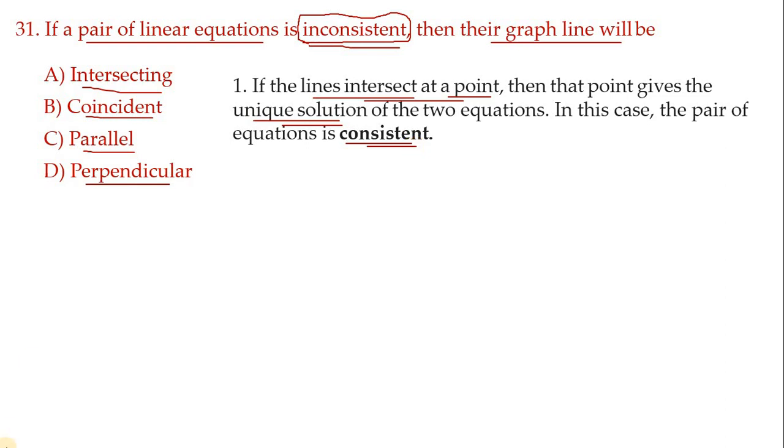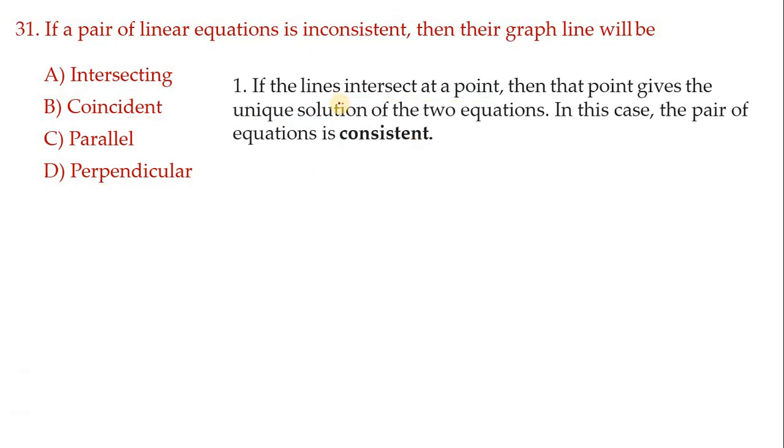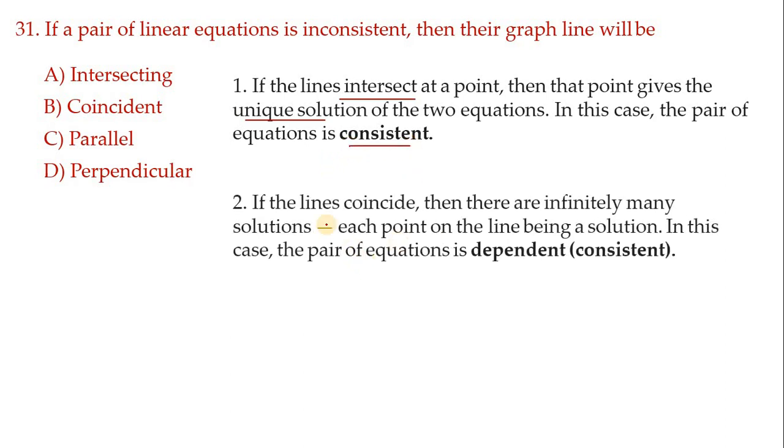Keep it in your mind, children. Whenever lines intersect, it has a unique solution. So if it has a solution, it is consistent. The second one is lines are coincident. Coincident lines have an infinite number of solutions, which means it has solutions. If it has a solution, it is consistent. But here they are talking about inconsistent.